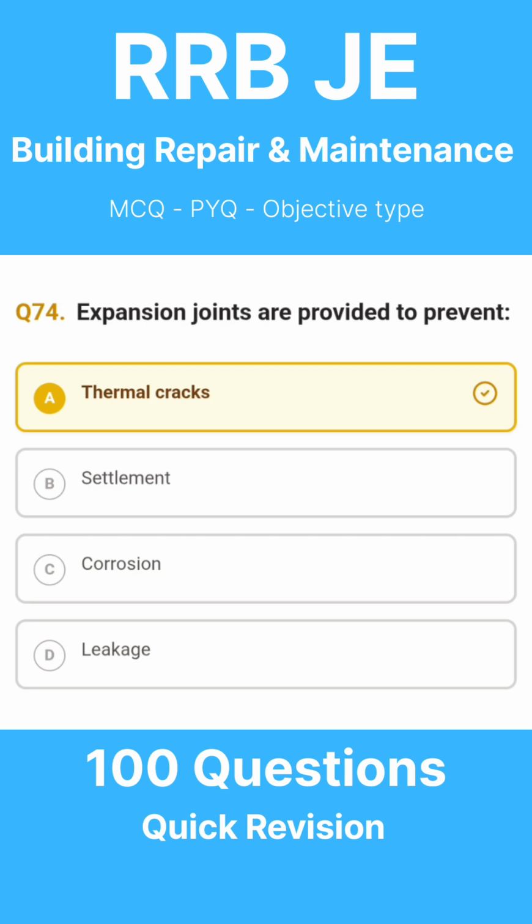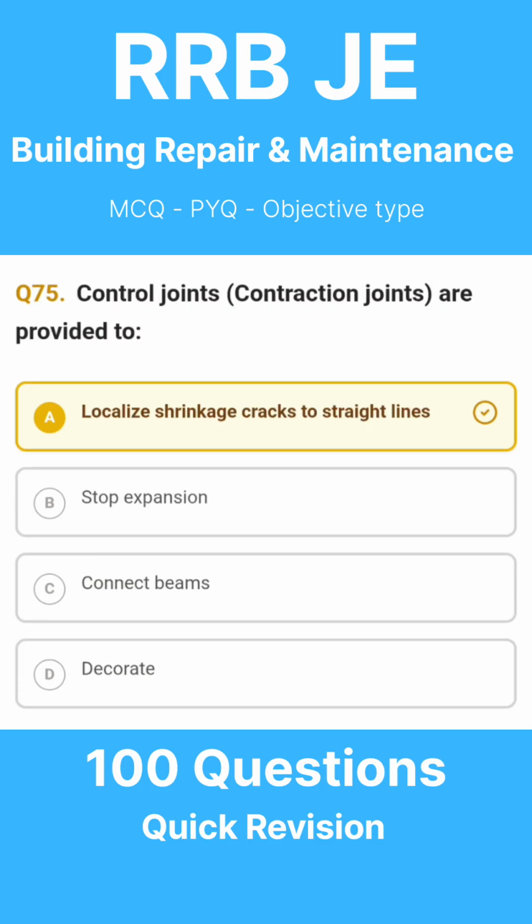Question 74. Expansion joints are provided to prevent. The correct answer is thermal cracks. Question 75. Control joints, contraction joints are provided to. The correct answer is localize shrinkage cracks to straight lines.